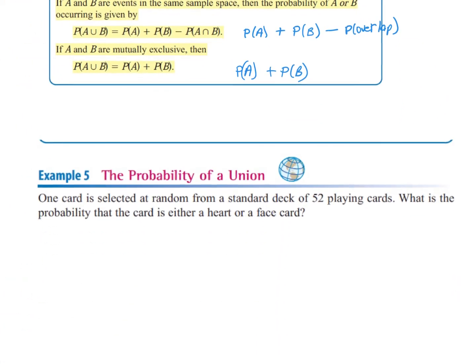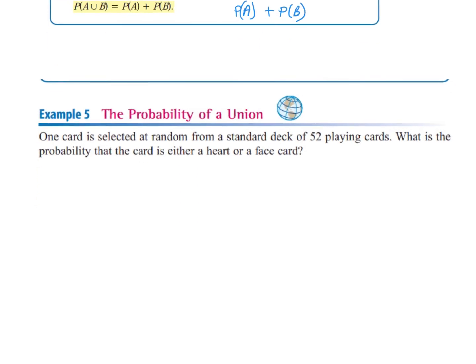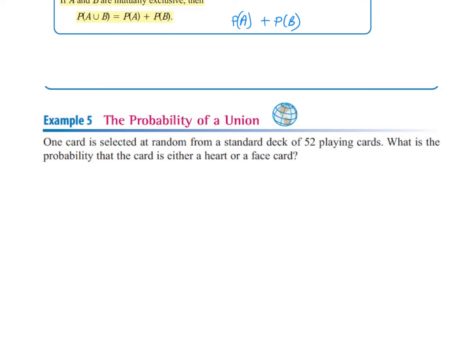A lot of times on your test, you'll see questions like mutually exclusive and overlapping that have to do with a deck of cards. Again, pull up the deck of cards from your modules. You guys have to know what's going on in a deck of cards. The best thing I can tell you to do is write everything down. It says one card is selected at random from a standard deck of 52. What's the probability that the card is either a heart or a face card?